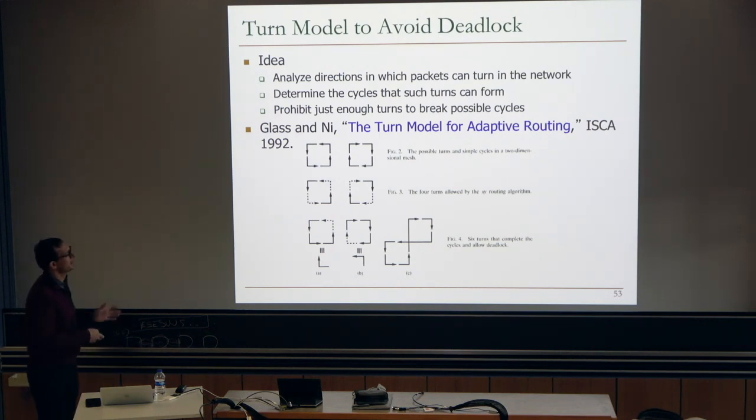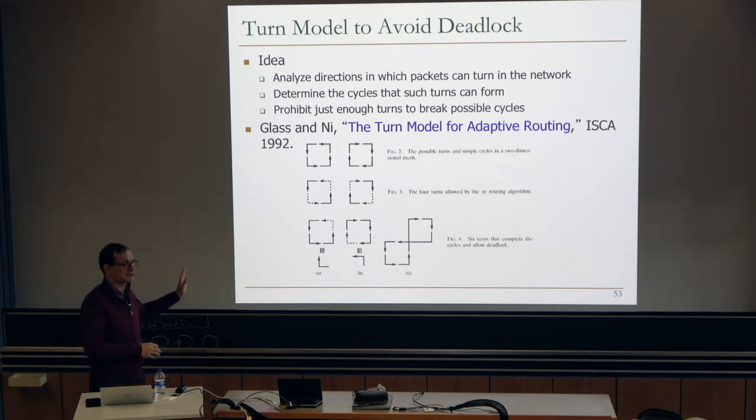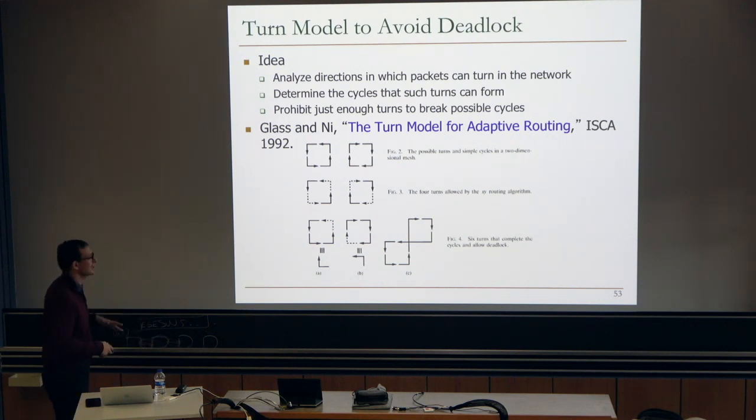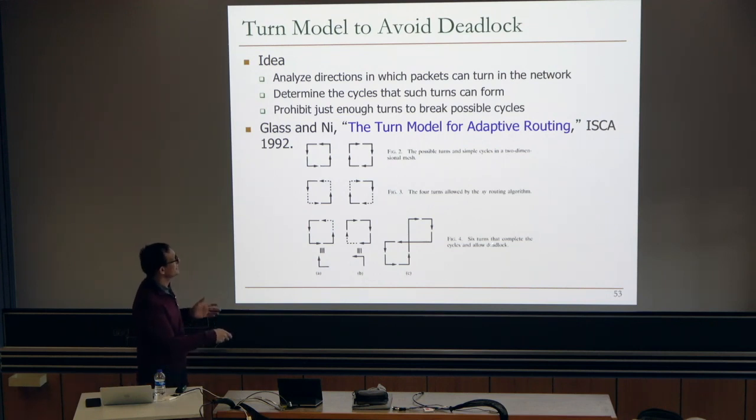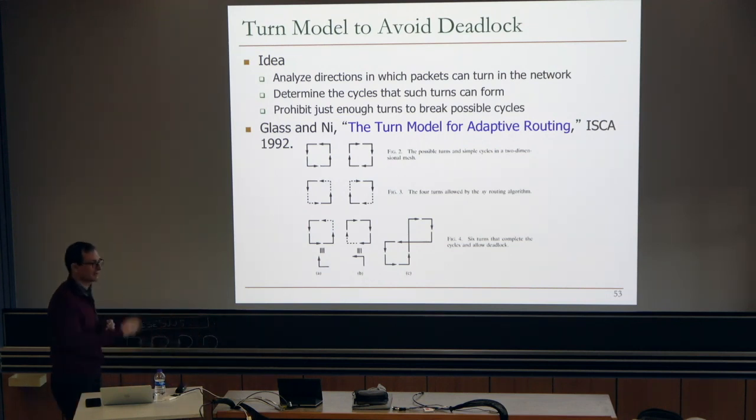And you can see this paper. You can see the possible turns and simple cycles in a two-dimensional mesh. You can see that clearly topology has an effect on this. We're talking about meshes over here. Meshes are simple actually. If you go into more sophisticated topologies, you may actually run into deadlocks in different ways. And these are the 4 turns allowed by the XY routing algorithm. And you can see that if you allow 6 turns, then you'll lead to deadlock. And you can read the paper for more detail.